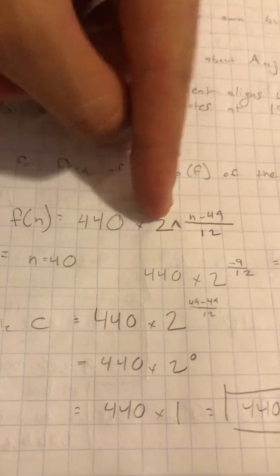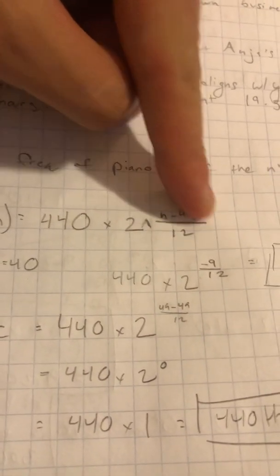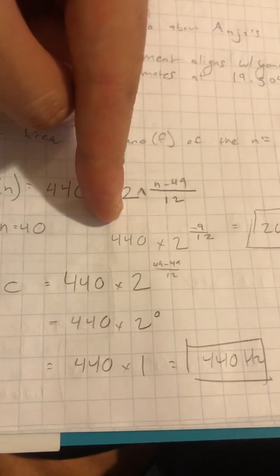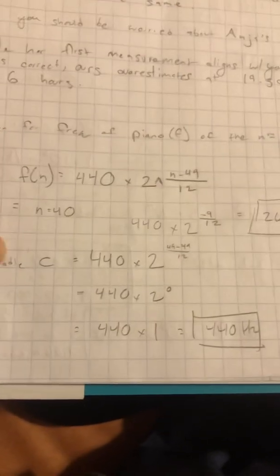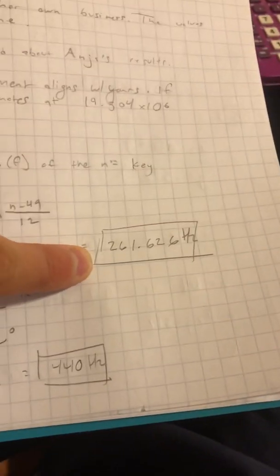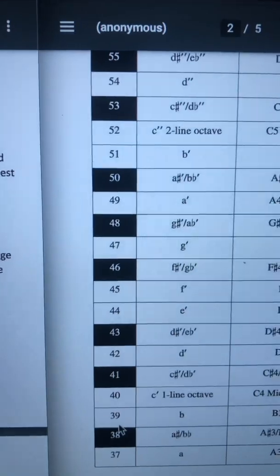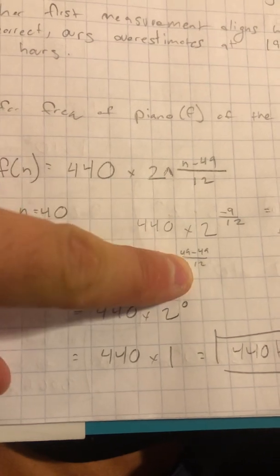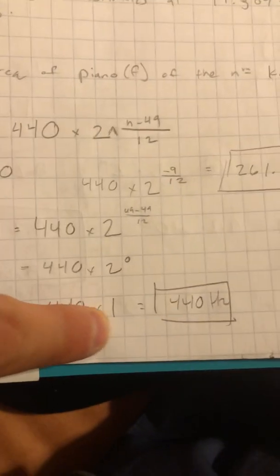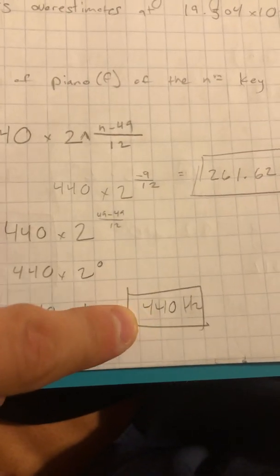So what you end up getting is 2 to the (40 minus 49) over 12, and then that's 440 times 2 to the negative 9 over 12. Okay, sorry. Then you just plug that into your calculator and you end up getting 261.66 hertz. Then you do the same thing for A440, which we right now only know as key 49. You plug 49 in here, you end up getting 2 to the 0 over 12, and 440 times 2 to the 0 is just 440 times 1, and you get 440, which is why it's called A440 or A4.